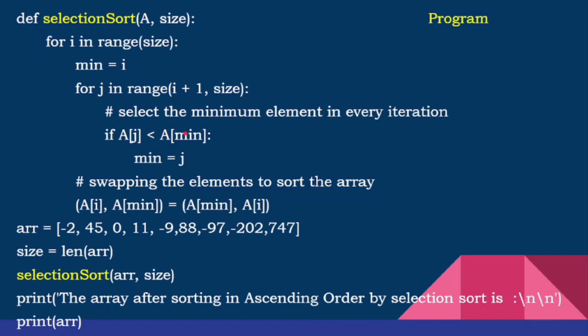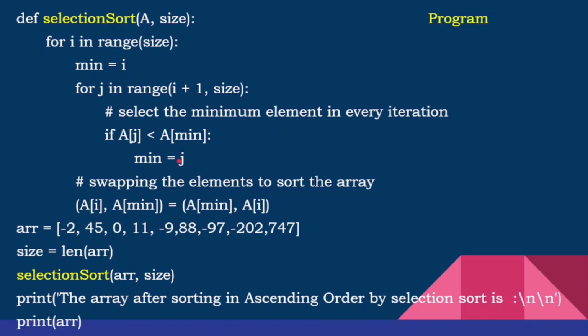If the first element is smaller, we leave it as it is and move to the next element. Otherwise, if the second element is less, we make the second the minimum. So now min becomes j. Before, min was i, that is the first element. Now because of this condition, the second element becomes the smallest. So the condition is true, which means the second element is small, and min becomes j now.